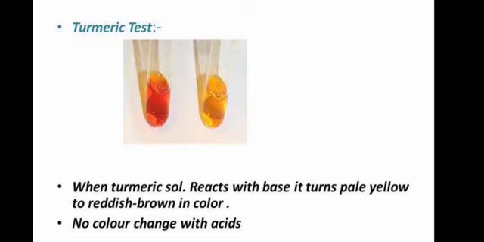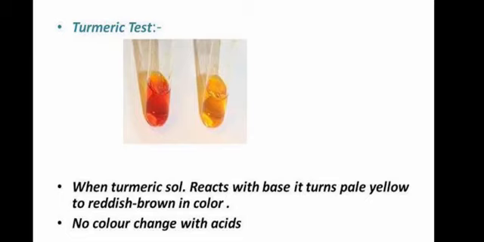Similarly, bases are bitter in taste and change red litmus to blue. Here, litmus paper is an indicator which changes color with acids and bases. Why does it happen? It happens because turmeric is a base solution. So when we put soap solution on turmeric paper, the turmeric paper turns red in color.